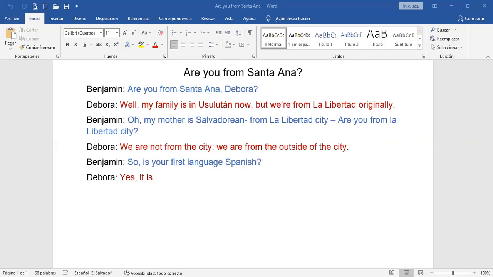Ok. Are you from Santa Ana? Well, my family is in Usulután now, but we're from La Libertad originally. Oh, my mother is Salvadorian from La Libertad City. Are you from La Libertad City? We are not from the city. We are from to... ¿Otra vez? We are from the outside of the city. Acuérdate, Ana, que tú estás trabajando la palabra the. The. Okay. We are from the outside of the city.